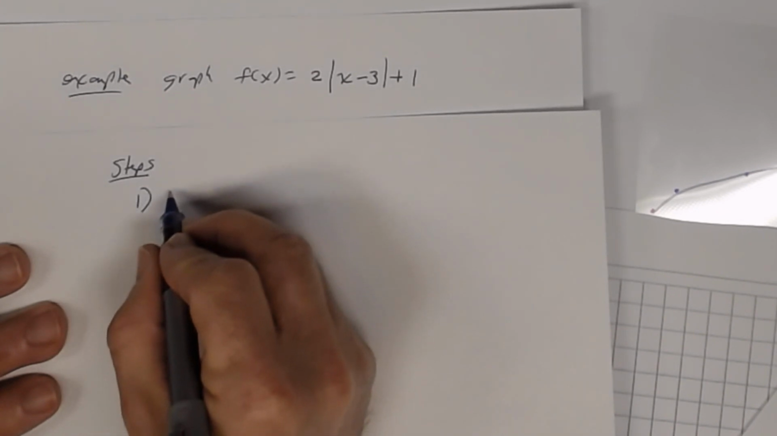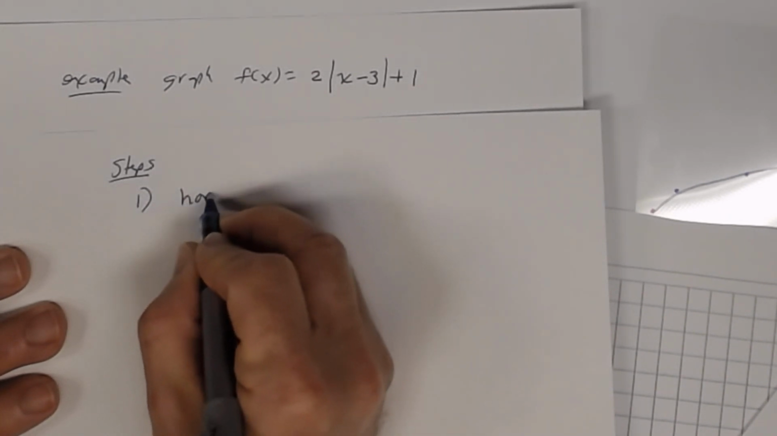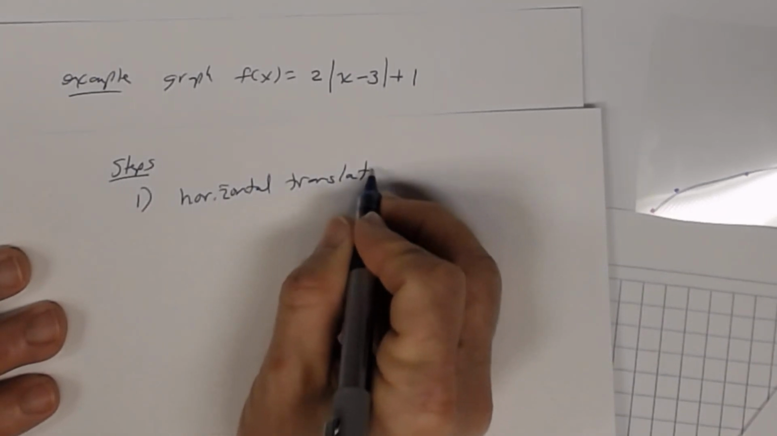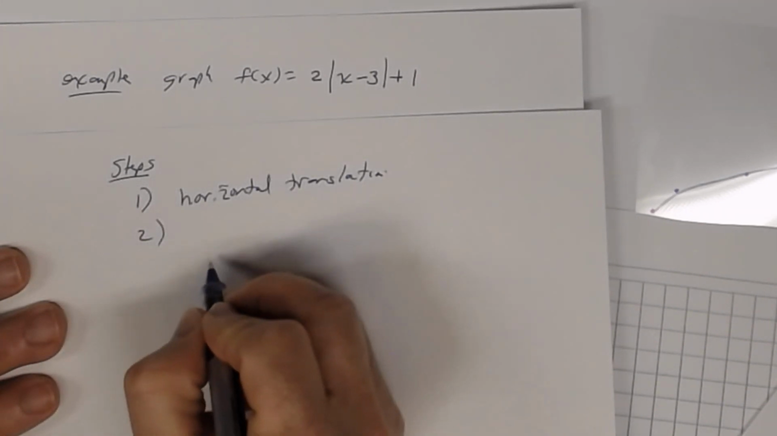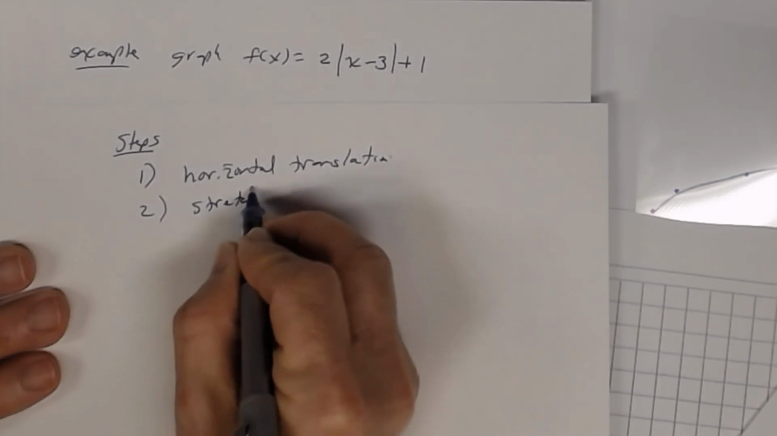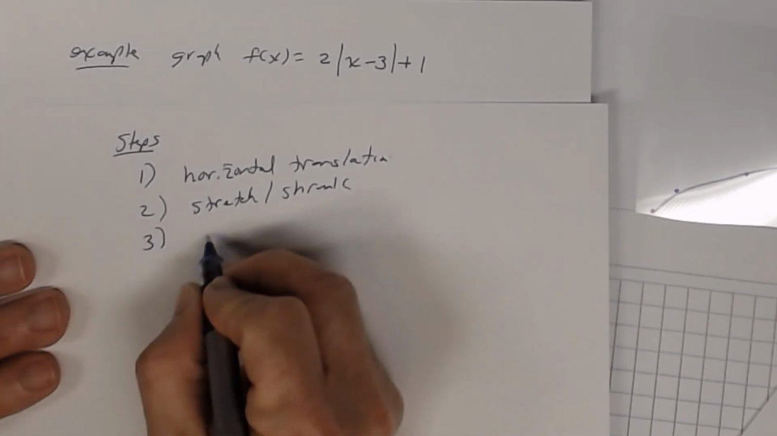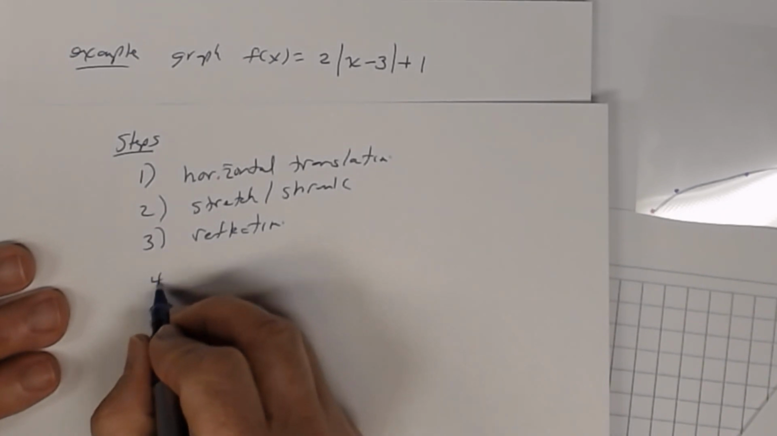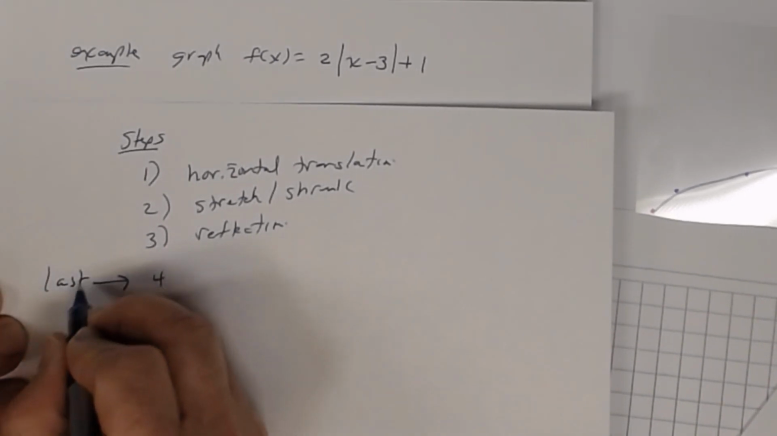The first thing you're gonna do is horizontal translation. Second thing you're going to do is stretch or shrink. Third thing you're going to do is reflection, if there is any. And you always do this last. This is always done last. Make sure this is always done last.